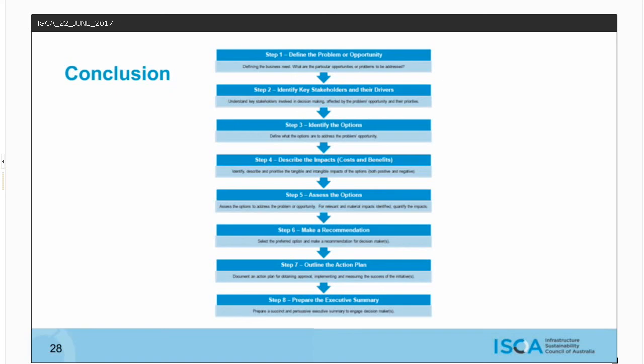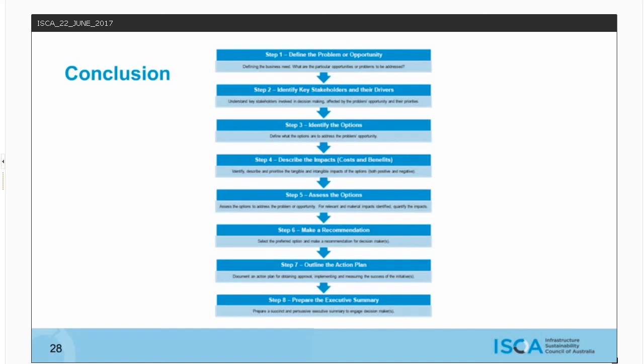Step 6 is making a recommendation. This is about selecting the preferred option or options and making a recommendation for decision makers. Step 7, outline the action plan. Document an action plan for obtaining approval, implementing and measuring the success of a given initiative. And finally, step 8, preparing the executive summary. This is a succinct and persuasive executive summary to engage decision makers.